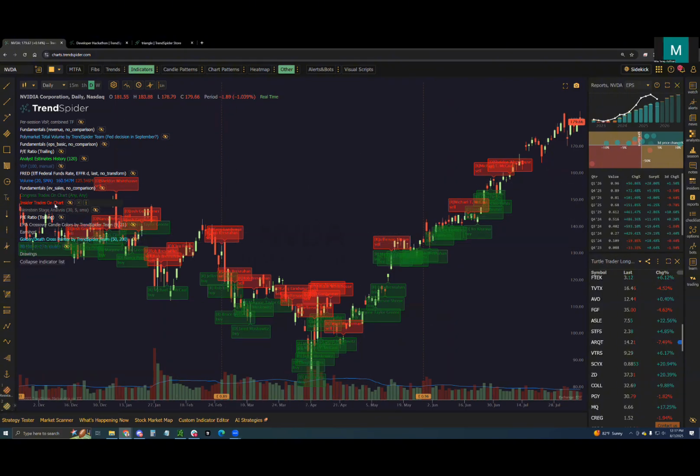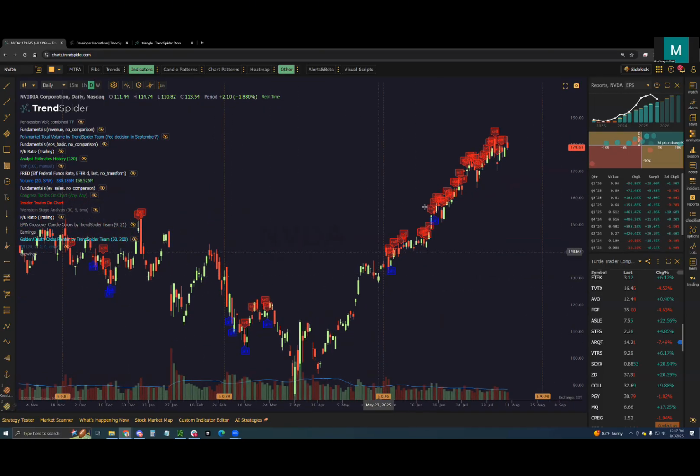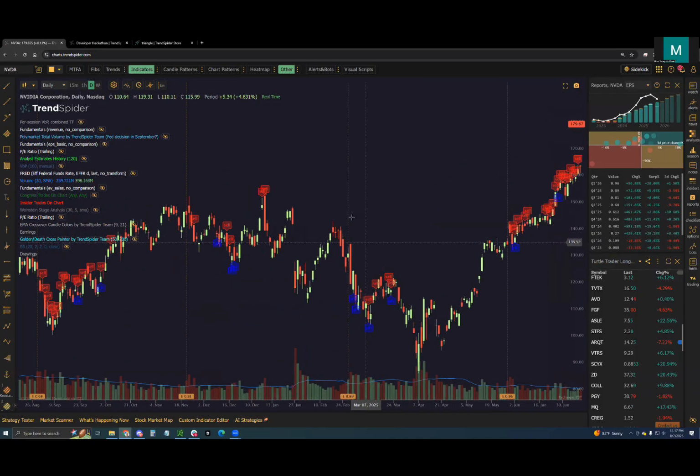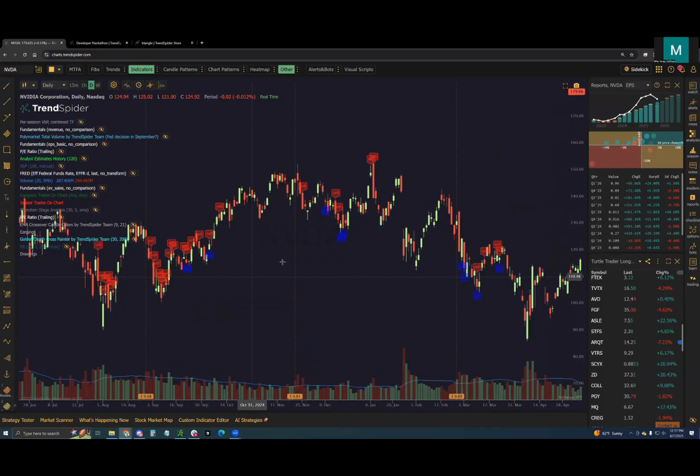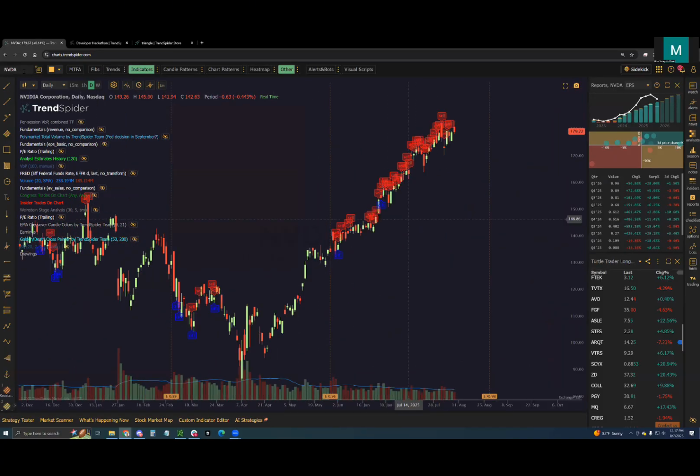And then we also have the same thing for insider trading. As you can see, this will show insider trades on your chart. We have all these sells right here. And if there were any buys, which it doesn't look like there's a whole lot of insiders buying NVIDIA, it would show them on your chart as well.